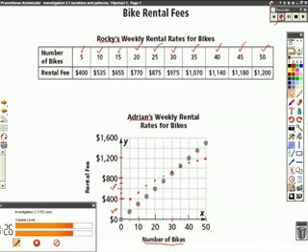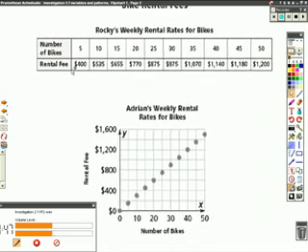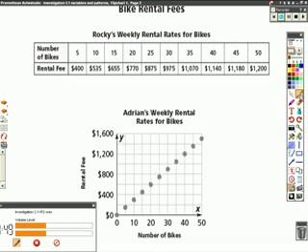All right, now, before we go any further though, what I want you to do, it doesn't ask us to do this, but we're going to do it. Since we translated Rocky's into a graph, we are now going to translate Adrian's into a table. And the way that we're going to do this is we're just going to continue this table down.